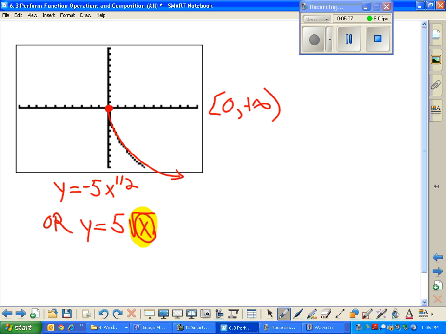Good, Megan. Yeah, we can't take the square root of negative numbers, for sure. Is that clear? You guys remember that? Because you get imaginary solutions, right? And you can't plot those on the real number line. So Megan just said it. You can't take the square root of negative numbers.